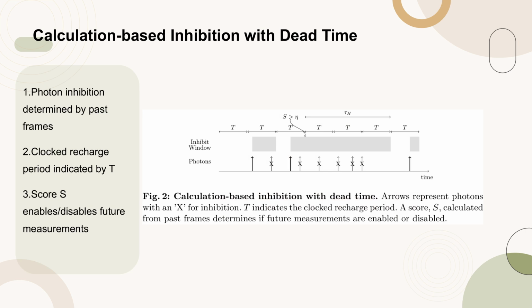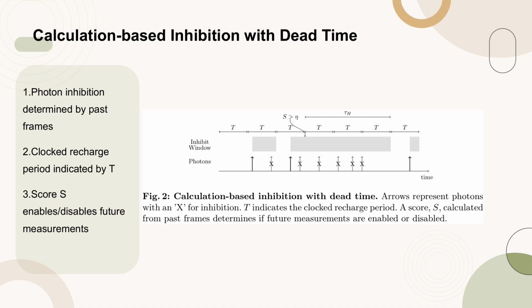Figure 2 illustrates the concept of calculation-based inhibition with dead time. The arrows represent incoming photons, with an X marking those that are inhibited. The letter T indicates the clocked recharge period, during which the sensor is recharged and ready to detect photons again. The key feature of this inhibition method is the score S, which is calculated based on the history of photon detections in past frames. This score determines whether future measurements are enabled or disabled, thereby managing the photon detection process efficiently.